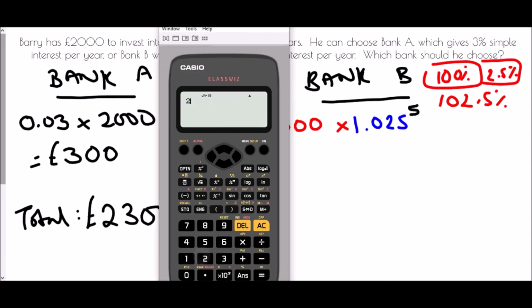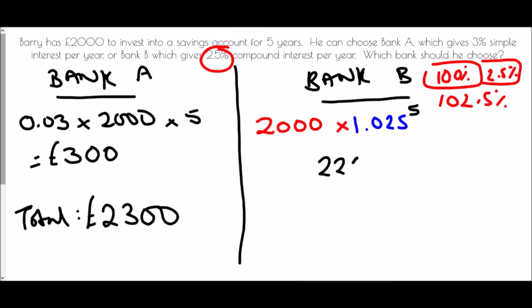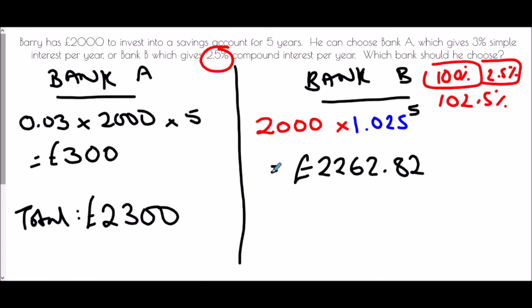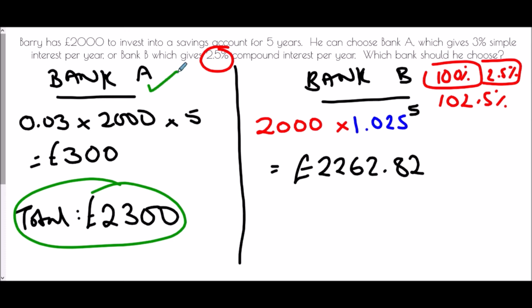If we type that into our calculator, we get 2,000 times 1.025 to the power of 5, and we get £2,262.82. Let's just check. Yeah. And so in this case, with it being compound interest, this is the total. And so which of the two investments is his best option? Well, in this case, the £2,300 is larger than the £2,262.82, and therefore Bank A would be his best choice.